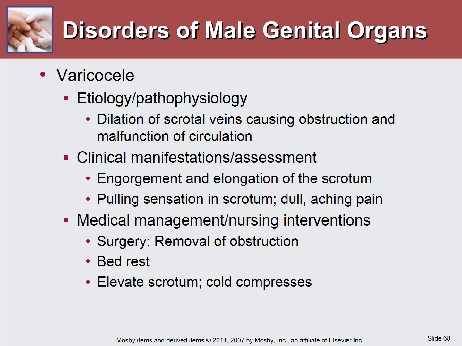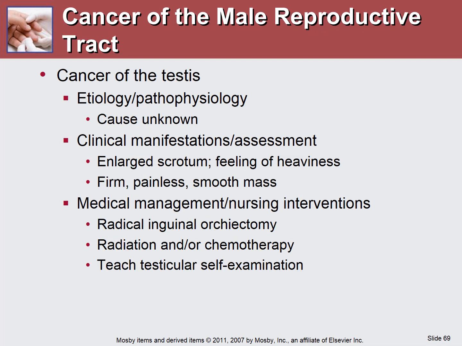Varicocele is a dilation of the scrotal vein, causing obstruction and malfunction of circulation, right? So you don't want that. Clinical manifestations are engorgement and elongation of the scrotum, a pulling sensation, dull and achy pain. So we have to remove the obstruction. Bed rest, elevate the scrotum, and cold compresses. Very similar, right? Next slide.